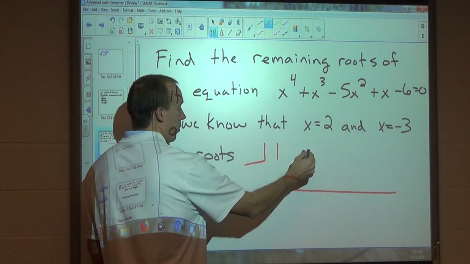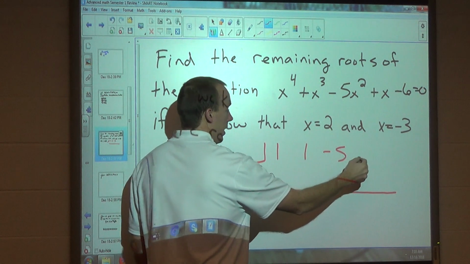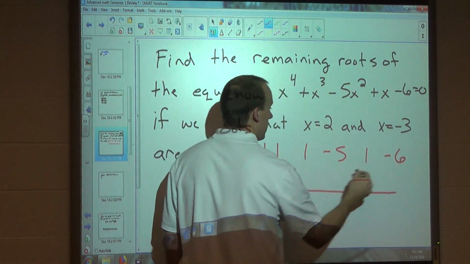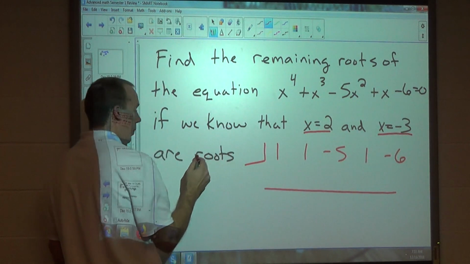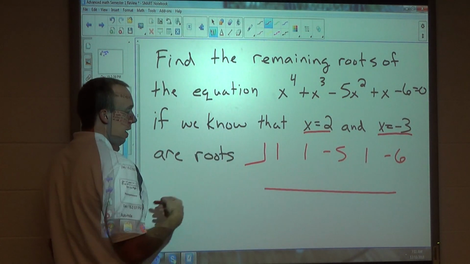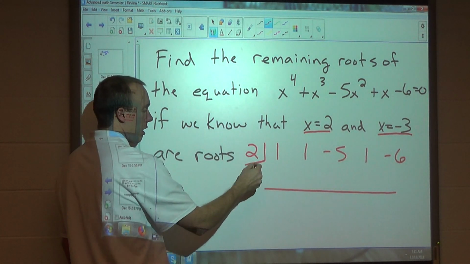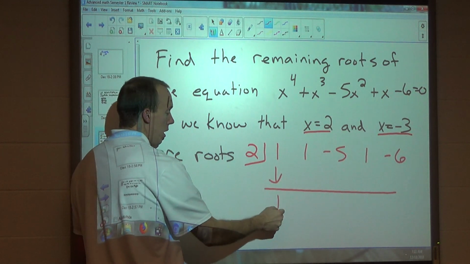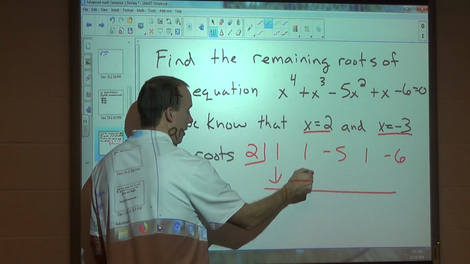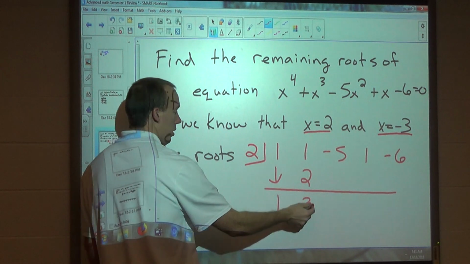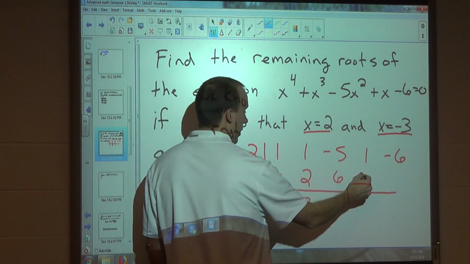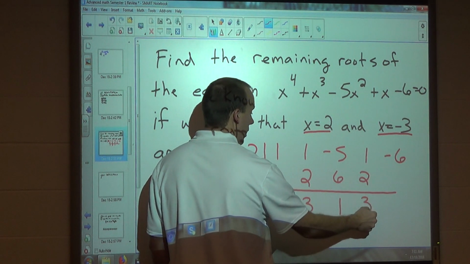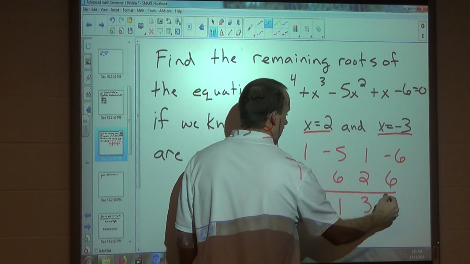So 1, 1, -5, 1, and -6. And it does not matter which of these two roots. And now we know they're roots because they said that, which means I can use either one. I'll start with 2. You multiply to go up, and then you add. And then we multiply, and then add. Multiply, and then add. Multiply, and then add.